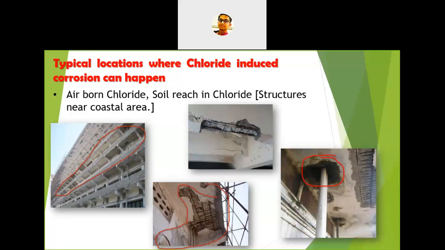This is due to airborne chlorides and soil rich in chlorine, so you can see corrosions which are totally chloride induced. In the picture on the left side, they have given shades and some wrapping work is going on. This was due to airborne chlorides. In the bottom middle picture, the construction was done with fine aggregates rich in chlorine content, so they got early corrosion.